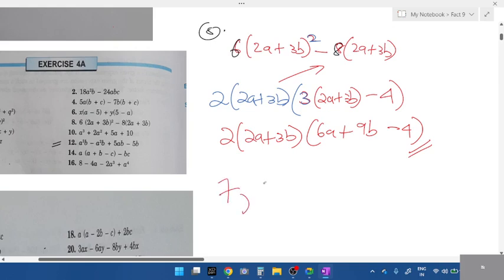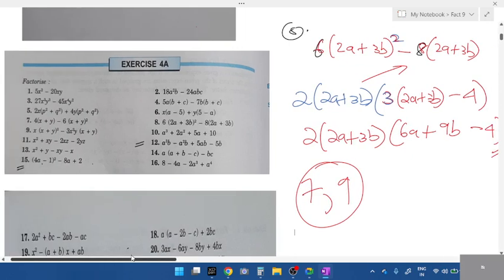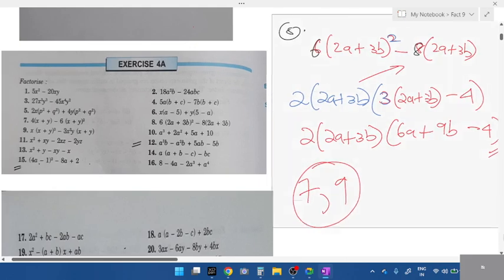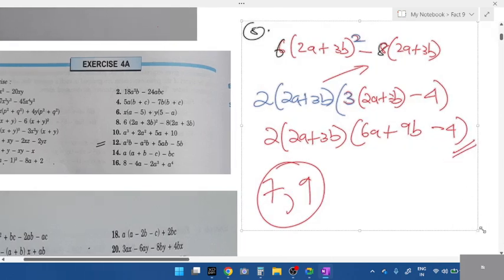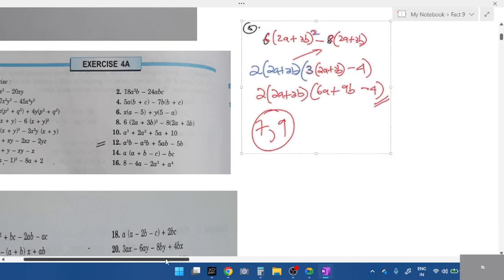Complete this. Complete the seventh and ninth. Do you want me to show the question? Seventh and ninth. Okay.